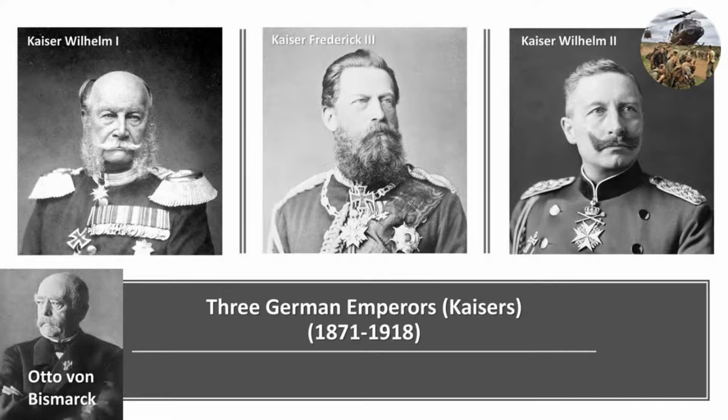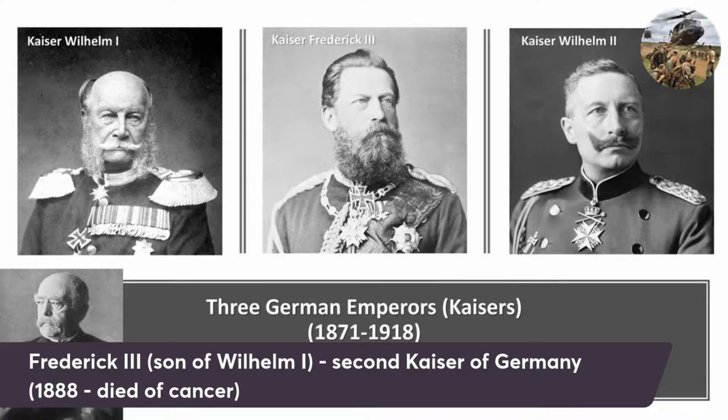And then the one in the middle, the top, we have Frederick III. He was the second Kaiser of Germany. He became the ruler after his father, Wilhelm I, died of a stroke in 1888, but he had cancer and died within about 100 days right afterwards, which is kind of weird. So he only reigned in 1888.